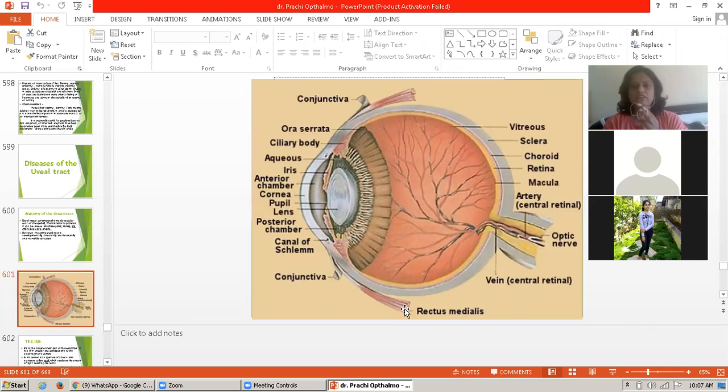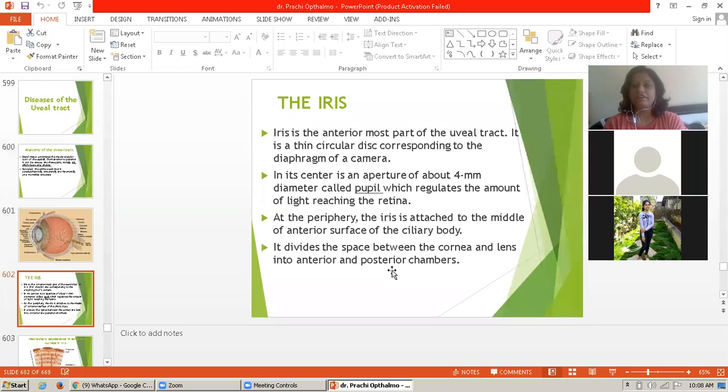So when we learn about the diagram of the eyeball, we can see the uveal tract, that is, this is the iris, the ciliary body, and this continues as the choroid, let's see in yellow color. Firstly, we will learn about the iris.